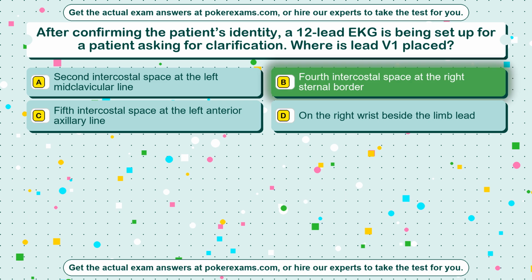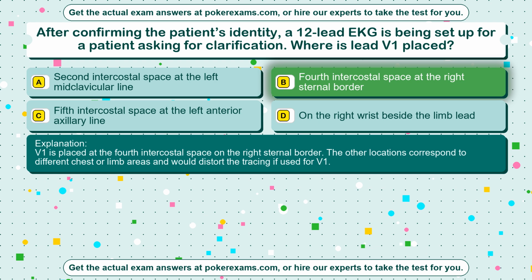The correct answer is option B, fourth intercostal space at the right sternal border. V1 is placed at the fourth intercostal space on the right sternal border. The other locations correspond to different chest or limb areas and would distort the tracing if used for V1.